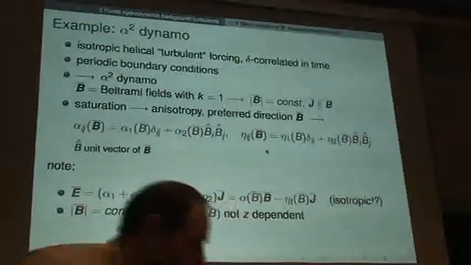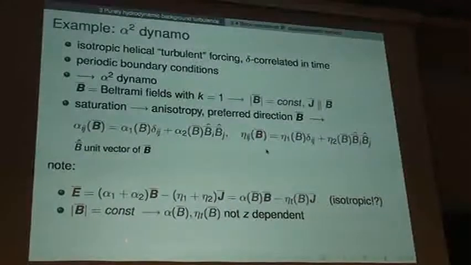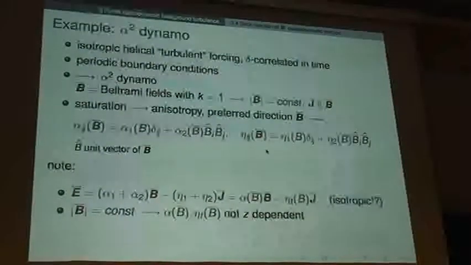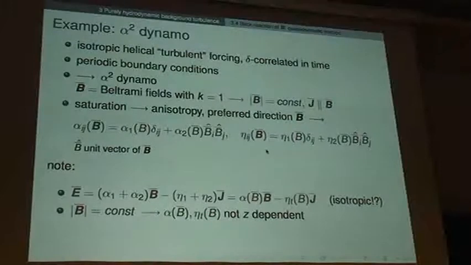One further aspect: because the modulus of B is constant, these scalars, alpha and eta t, are not dependent on z, what they could be, because in our averages everything could depend on z. But in this case they do not depend on z because they only depend on the modulus, and the modulus is constant for a Beltrami field.